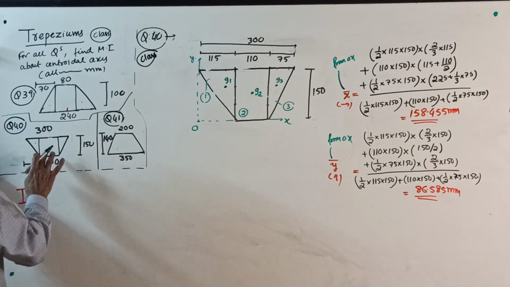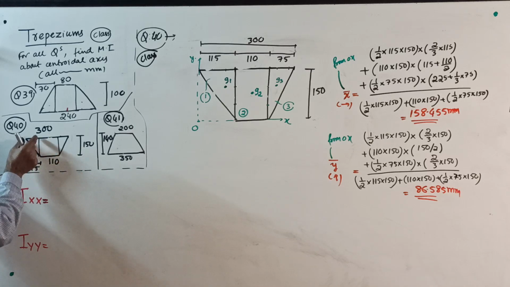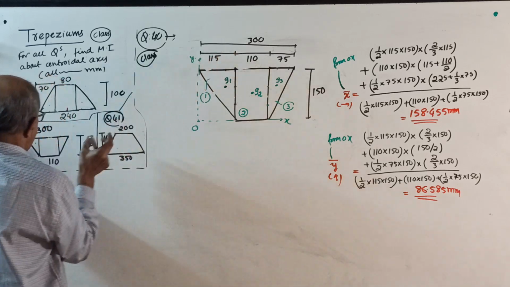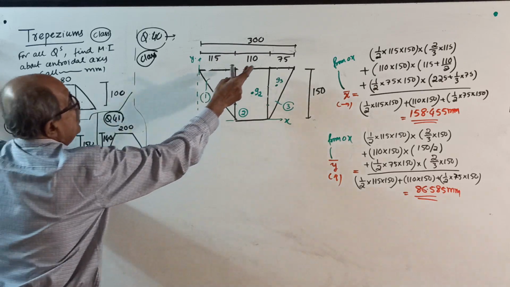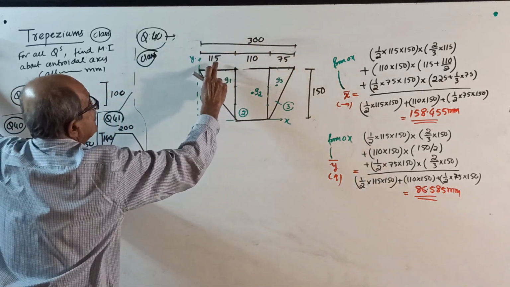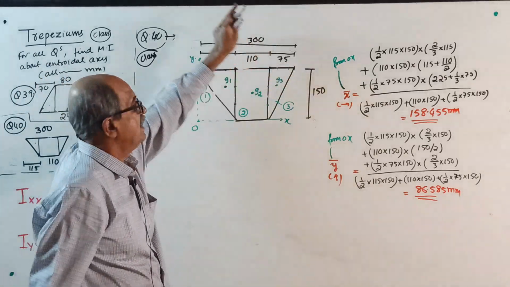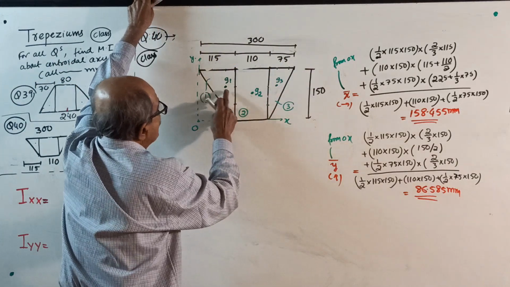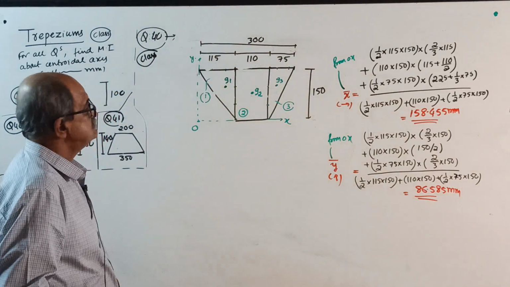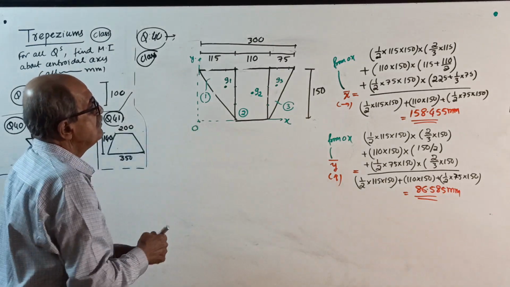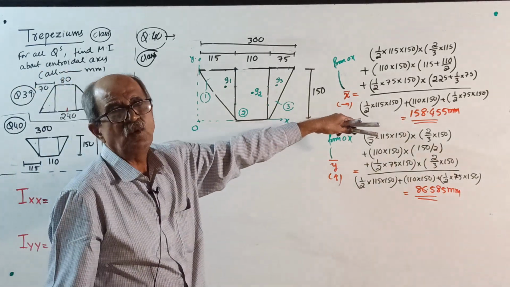Okay, then divide like this. 115, 110, total 300. Subtract 115 and 110, 75. Height 150. Figure 1, 2, 3 as usual. Origin here. X bar, Y bar, I wrote there.